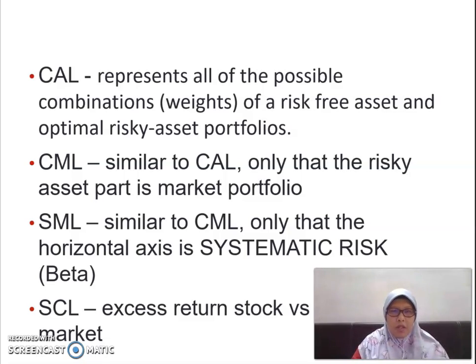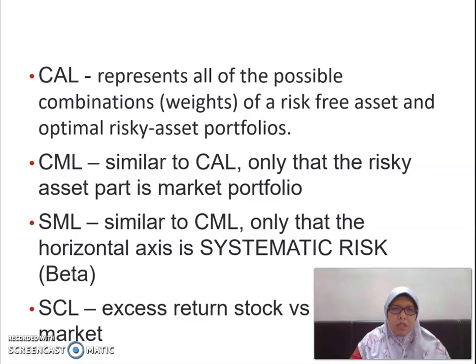Before we go further, let's recap what CAL is. CAL represents all of the possible combinations of risk-free asset and optimal risky asset portfolio. If you remember, the graph has expected return on the vertical axis and variance on the horizontal axis.